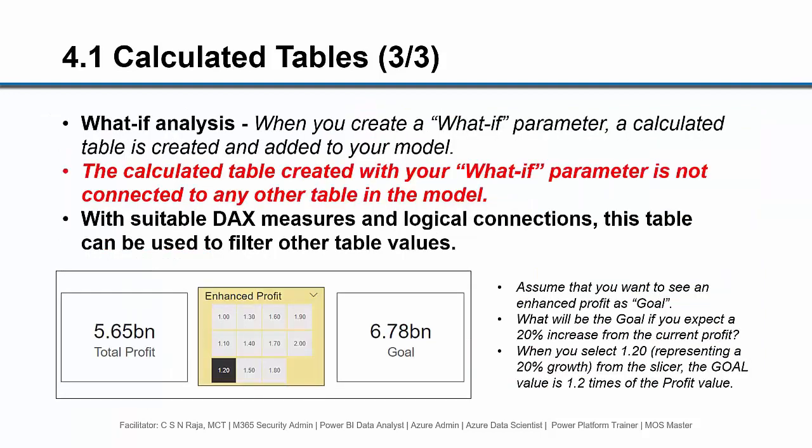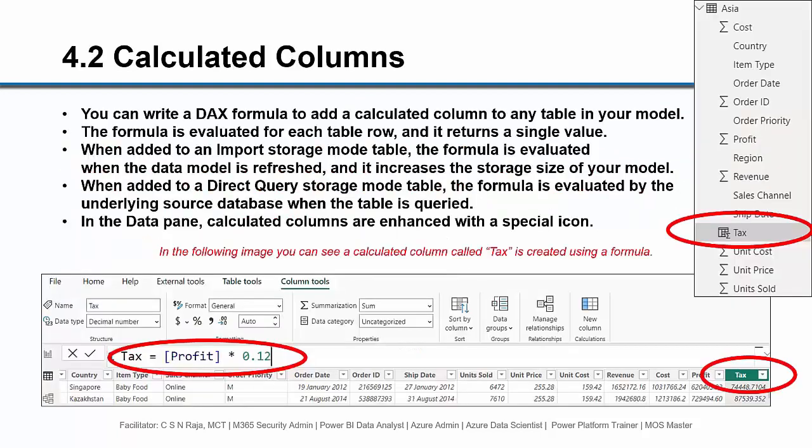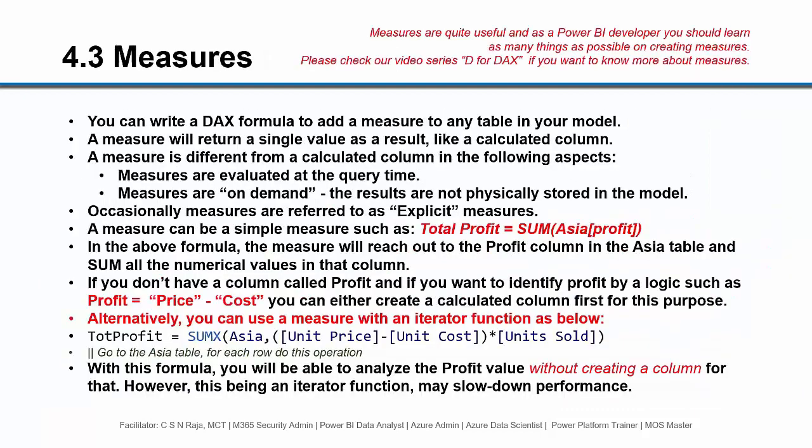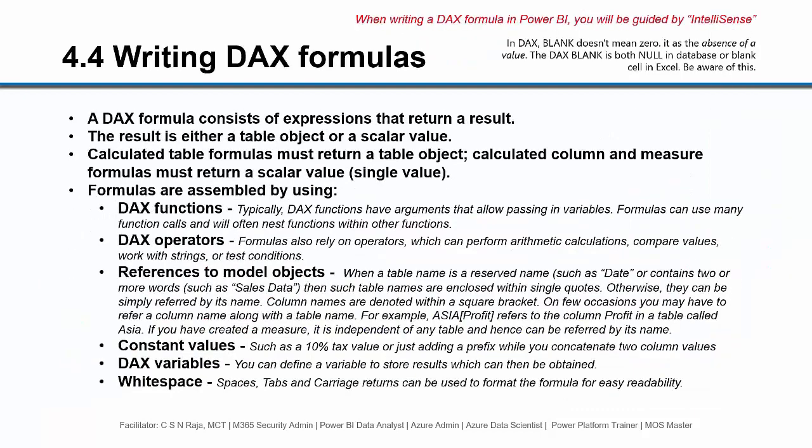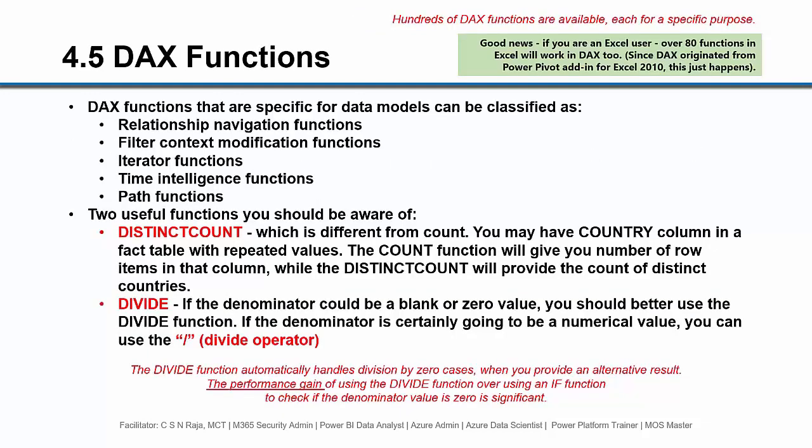So these are the steps involved in creating a calculated table using the what-if parameter. You just saw the demonstration. We discussed calculated columns and how they can be created. We discussed measures and how they can be created. Some conceptual information about writing DAX formulas that you need to know, and some information about DAX functions. Hundreds of DAX functions are available, each for a specific purpose. If you are an Excel user, you have good news. Over 80 functions in Excel will work in DAX too.